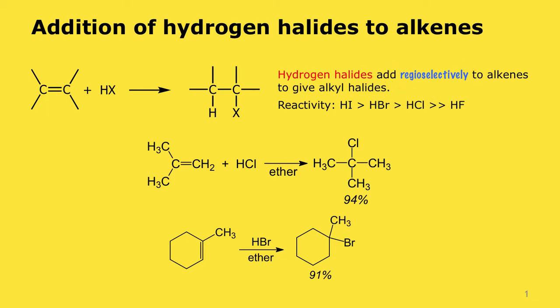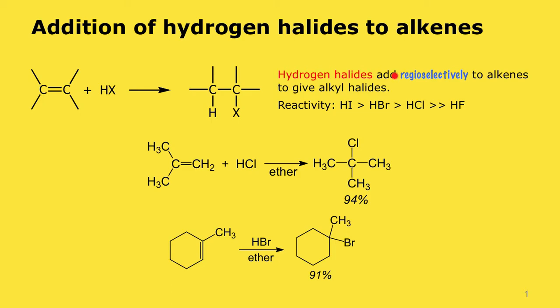We also noted that there was a difference in reactivity between the hydrogen halides that follows the order that you see here, hydrogen iodide being the most reactive of the hydrogen halides, and then the reactivity drops off. Hydrogen fluoride is very, very slow to undergo these reactions. So from a practical sense, hydrogen iodide, hydrogen bromide, and hydrogen chloride are reasonable to use in a laboratory.